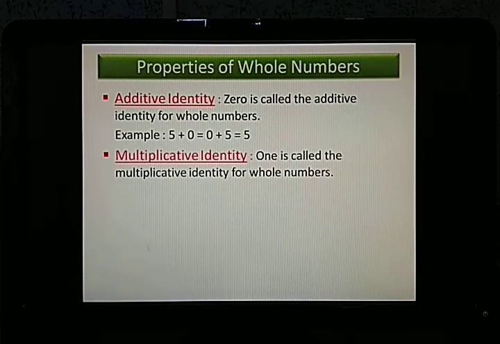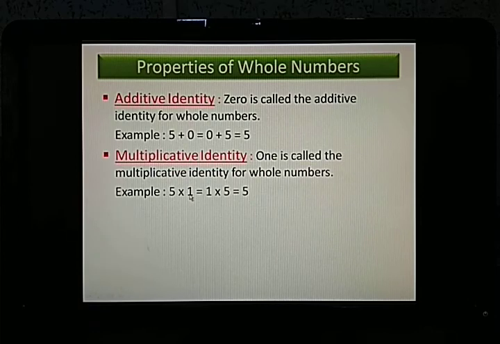Next is the multiplicative identity. 1 is called the multiplicative identity. When we multiply 1 with any whole number, we get back that same whole number in any way. Either this manner we do or this manner. Any order you follow, the result is the same. So I hope you all have understood the different properties of whole numbers. Please go through your textbook, and then try out other examples as well.